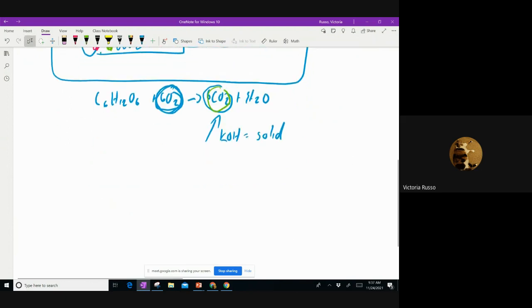Now, there are some important constants, things that we need to keep the same. I'm sorry, constants, not controls. We'll talk about the control test in a second. So some important constants are: we have to have the number of peas be the same, we have to have the volume be the same, and we have to have the amount of KOH be the same.